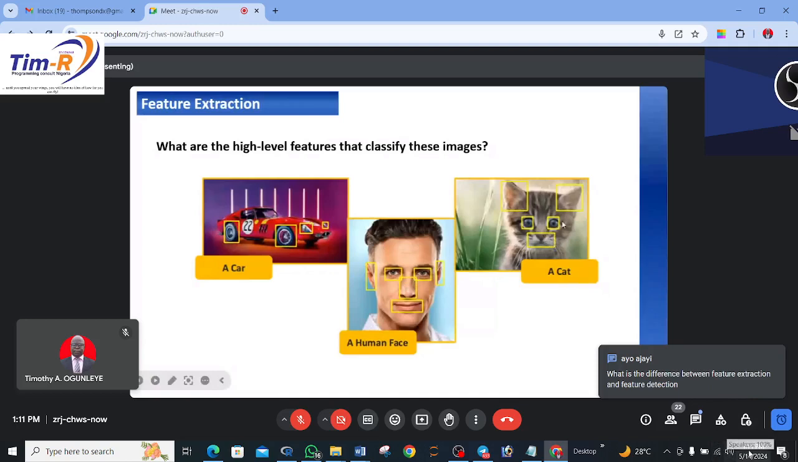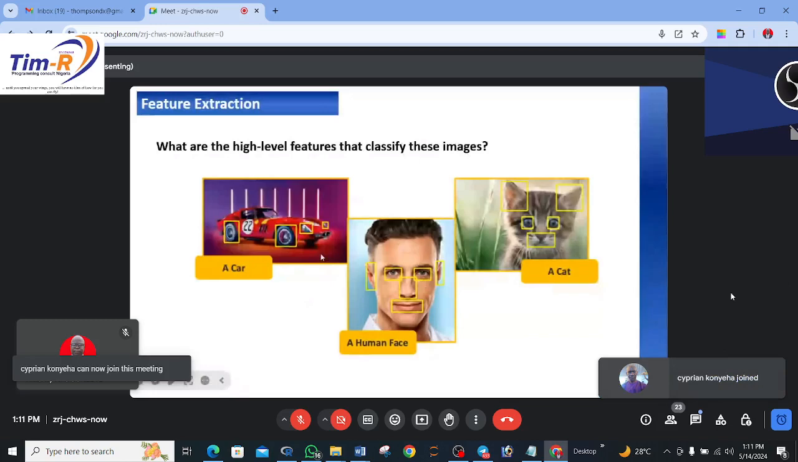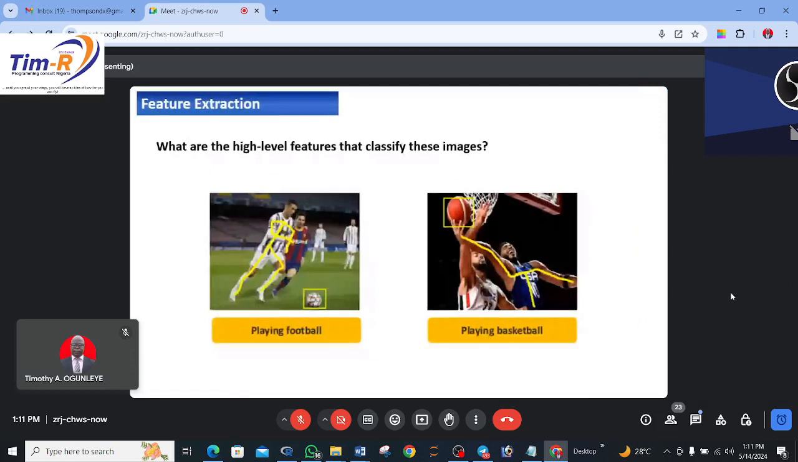Same thing goes for the cat, where we have the ears, the eyes, the nose and the mouth together, just the way it is indicated here. So these are what they call high level features as regards these three images here: a car, a human face, and a cat. Now, what are the high level features that classify this image?